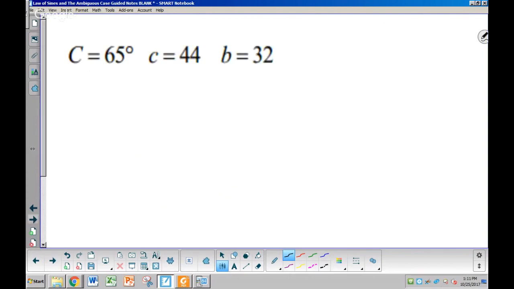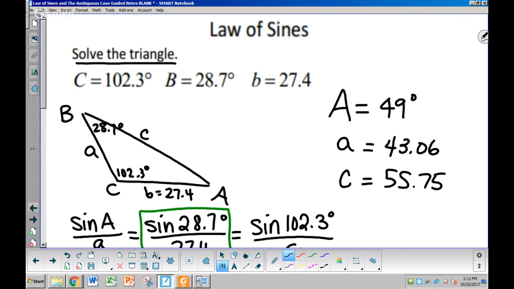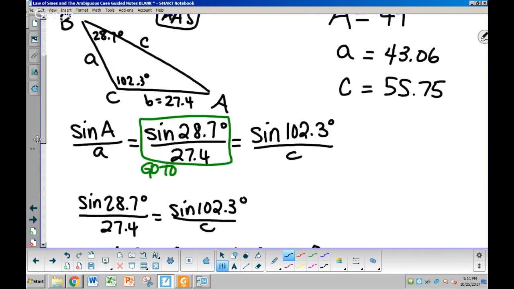All right, moving right along. Well, what kind of triangle was this? This was angle, angle, side. I like to write that down. And so for angle, angle, side, you're either going to have a triangle or you're not. There's no ambiguity about it.